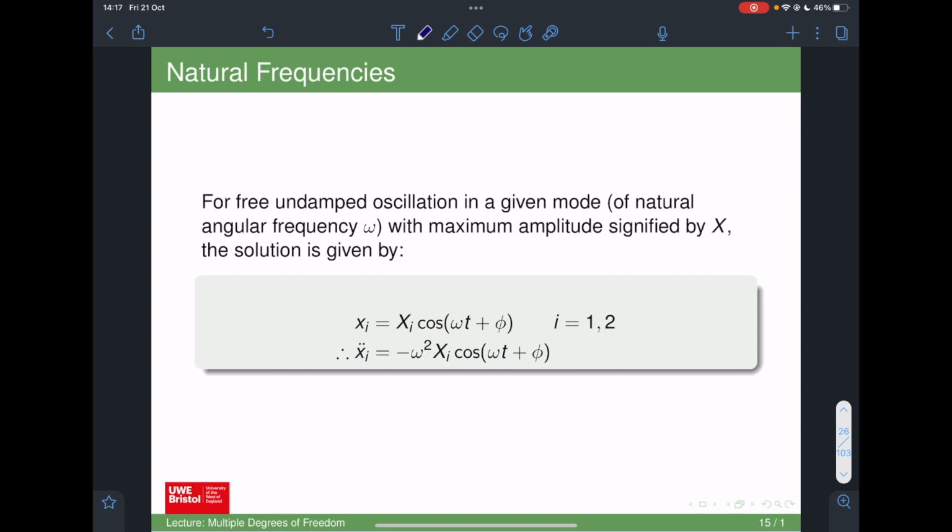And obviously, if you take the second derivative of this, you get a minus omega squared coming out. Okay, and that's as we saw in chapter 2. Except for here, instead of A, I've got capital Xi, and the i signifies mass 1 or mass 2. So make the substitution in that equation with these expressions.